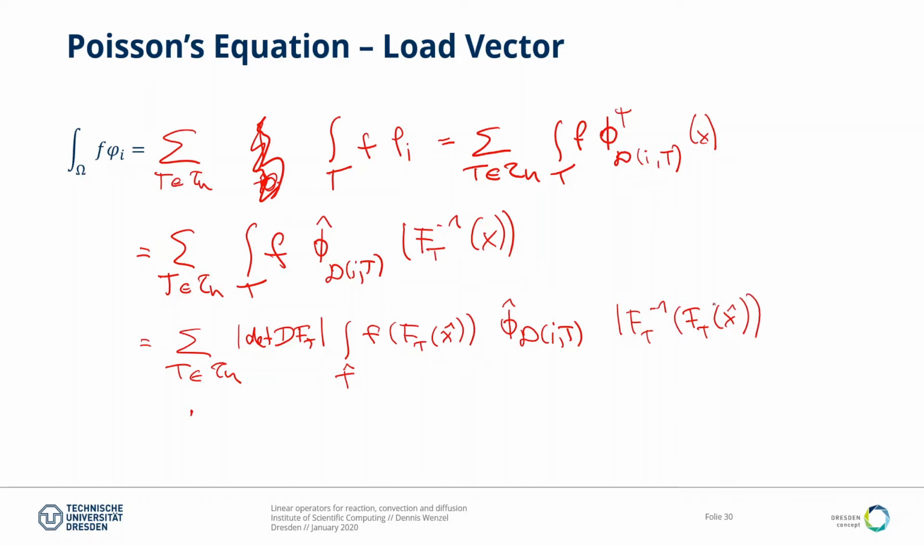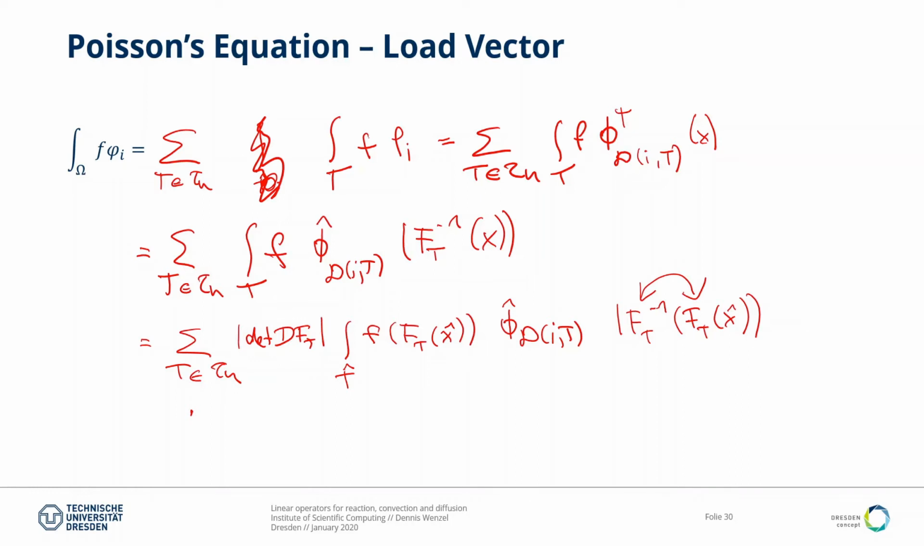So this ft of x hat is what used to be x, and this is concatenated with the ft inverse that was already there. And then you can here again see that this cancels out because it's ft inverse of ft. So this becomes just x hat. And then we are almost done.